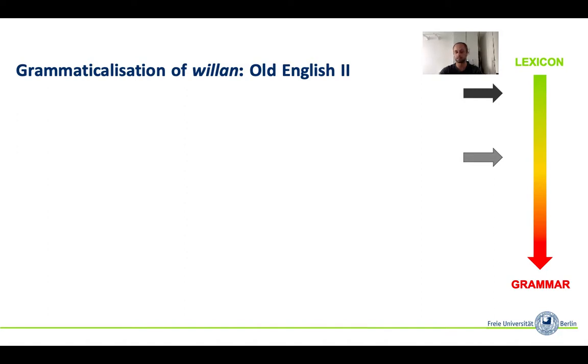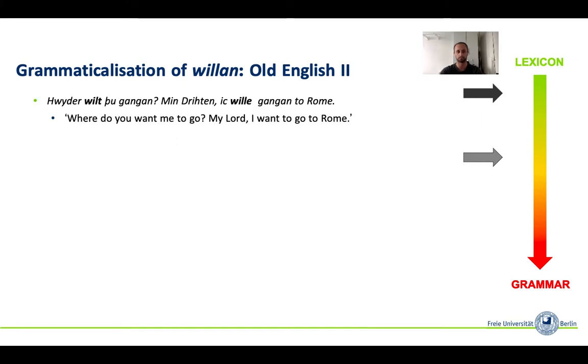But this has not always been so. In later Old English, and from Old English until more in the Middle English period, we get sentences such as this one. Whither wilt thou gangen, min drichten, ich wille gangen to Rome. Where do you want me to go? My lord, I want to go to Rome. Ich wille mit flode volk a quellan. I intend to kill the people with a flood.